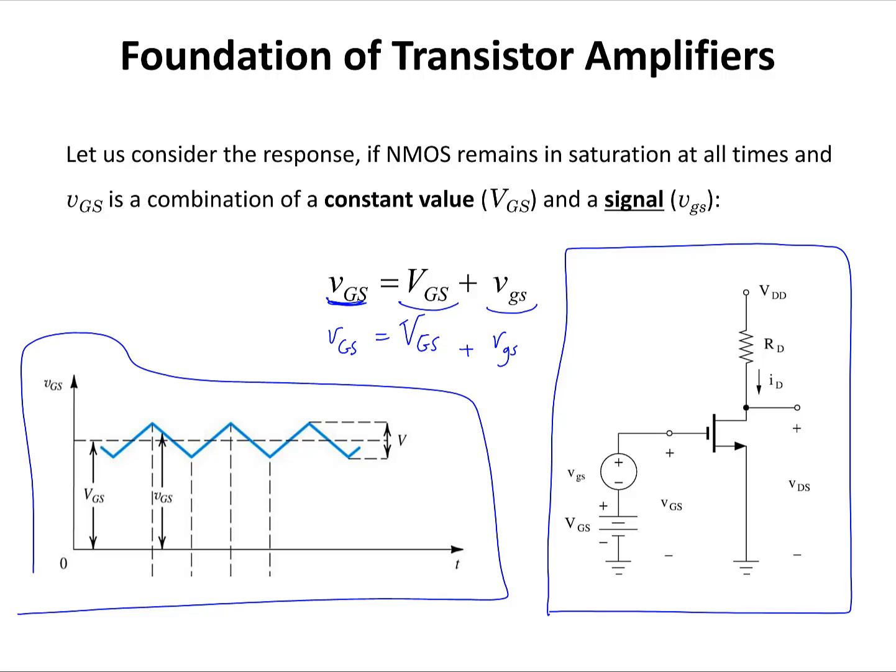Here we have an example waveform for V_GS. It consists of a DC value or a constant value, uppercase V_GS, and an AC signal that is superimposed on this DC value. We are going to show that with small v_gs. And the total waveform, we are going to show that with small v and uppercase GS. Let's take a look at the response of this circuit to the given input voltage waveform.